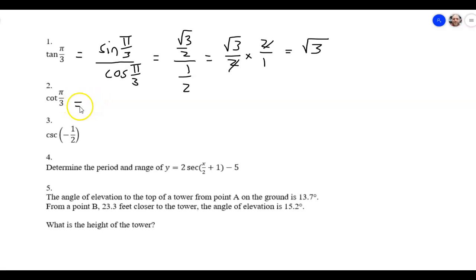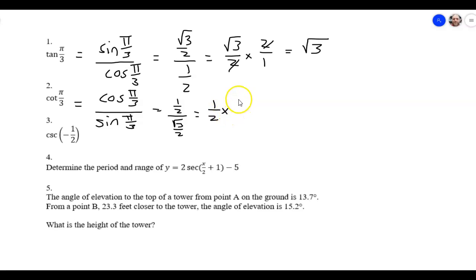Alright, the next one is the cotangent of pi over 3. So we're basically going to do the same thing, except this time I'm going to do the cosine of pi over 3 over the sine of pi over 3, because the cotangent is just a reciprocal function of the tangent function, so you just reverse these. So that's going to be, we already looked those up, 1/2 over root 3 over 2. So I can multiply the top by the reciprocal of the bottom there. 2's cancel out, and now I'm left with 1 over root 3.